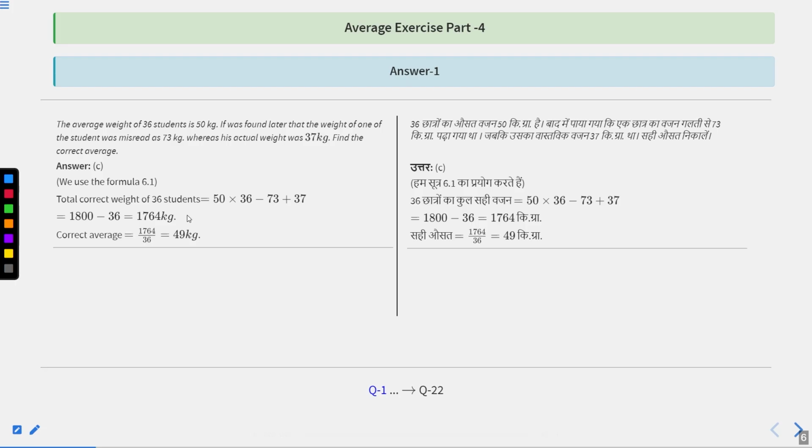Now, what will be the correct average? The question asks for the correct average, so we divide the sum by the total number. The total number of students is 36, so we divide and get 49. So the correct average is 49. C is the correct answer. Next one.